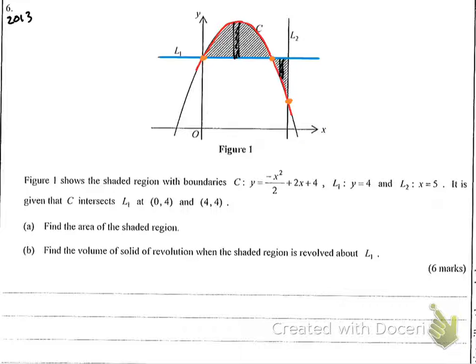Let's take a look at one more past paper question. In this past paper question, there is part A and there is part B. Part A deals with the area of the shaded region. Part B deals with an interesting thing. It's a revolution not about the x or the y axis. It's about the line L1. Well, let's first look at part A.